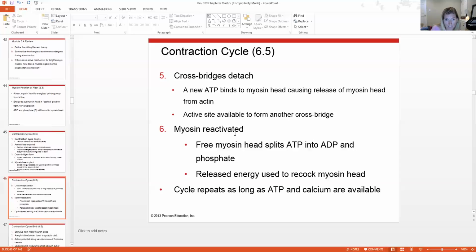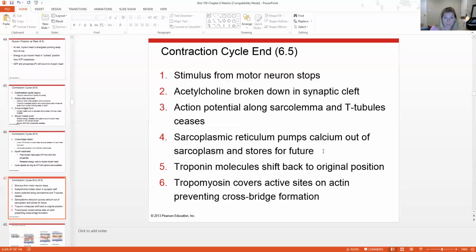Myosin will be reactivated when it splits that ADP into ATP. So again, it uses energy to recharge that myosin. Detaching is passive, but to recharge that myosin, it has to be activated again. That whole cycle repeats as long as ATP and calcium are available.